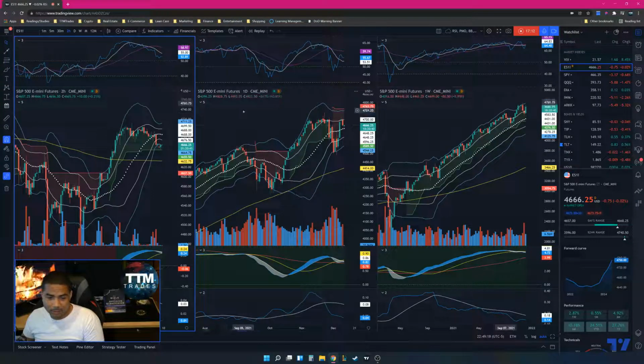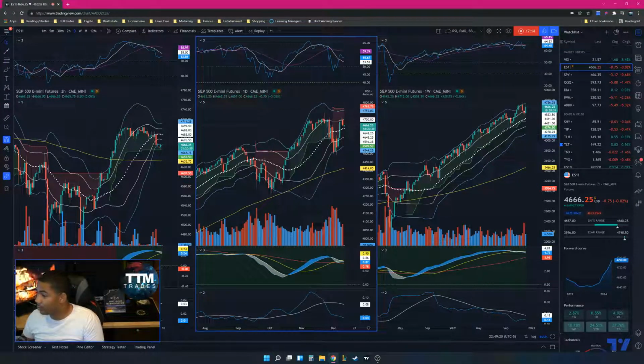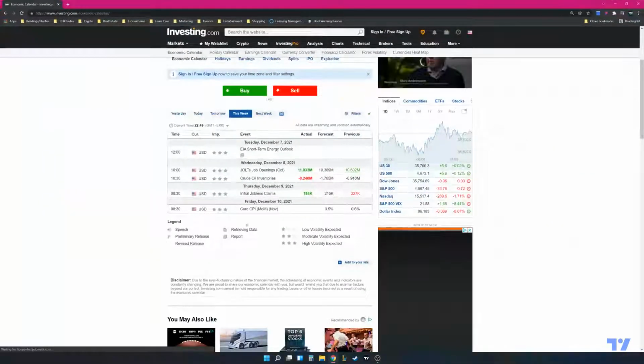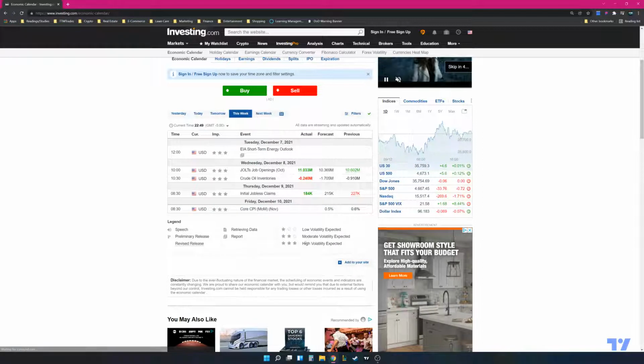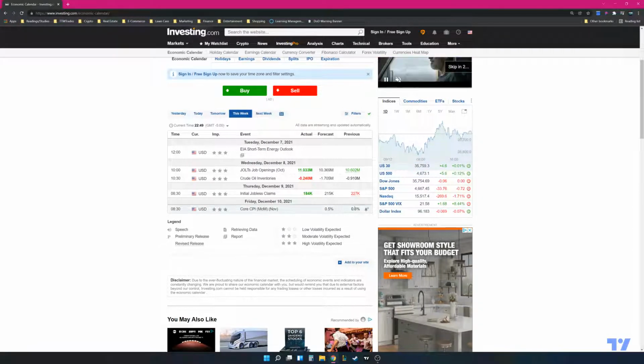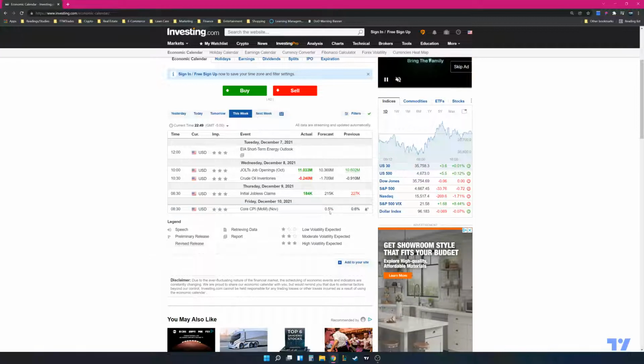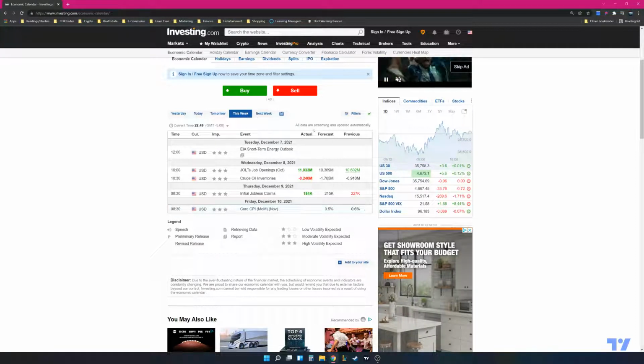But TTM Trades till next time. Make sure you are up and paying attention at 8:30, whether you're watching Bloomberg or not. Previously, it was 0.6%. They're forecasting 0.5%. But I can tell you right now, if this is 0.6% actual or higher, especially 0.7%, the market is going to get volatile very fast and violently.